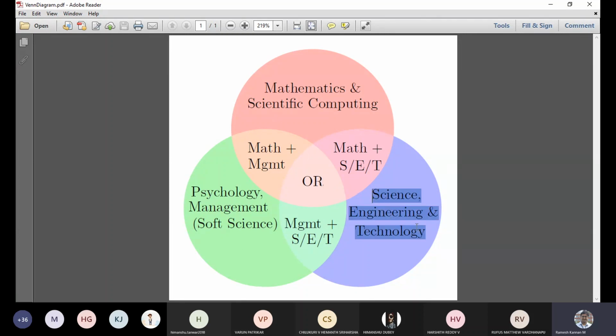Many people call this STEM: science, technology, engineering and mathematics. But mathematics being a science, I put it under science, engineering and technology. And sometimes mathematics and science overlap. For example, the Markov analysis. We'll be discussing Markovian chains in the course of time, but those are concepts that are an integration of mathematics and science.